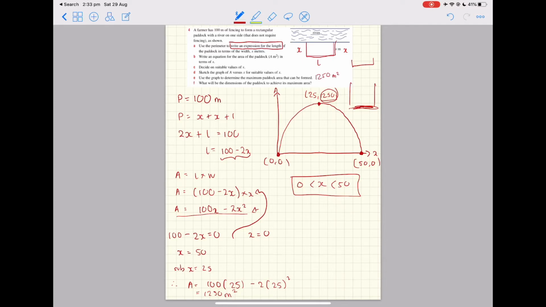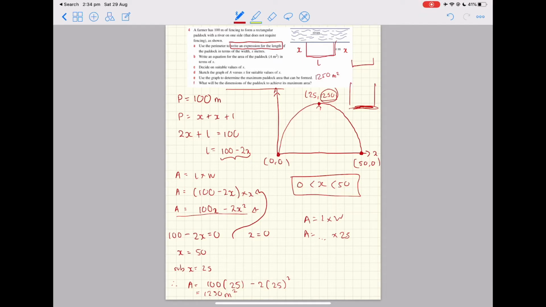And for part F, it's asking what will be the dimension of the paddock to achieve its maximum area. So in this case, we found out when the width was equal to 25. So in this case, if it's asking for the dimensions, you just have to write it in terms of length times width. So we know that your width is going to be equal to 25. So what is the length going to be in this case?